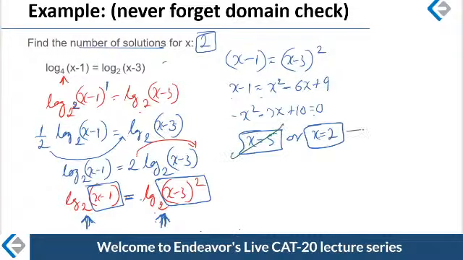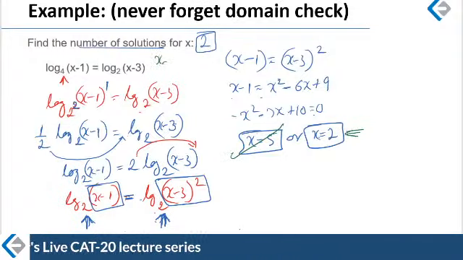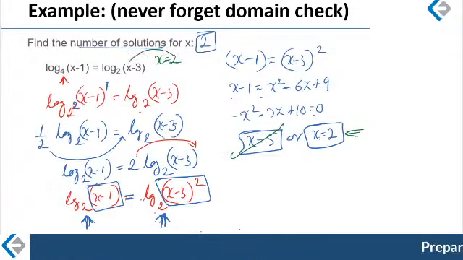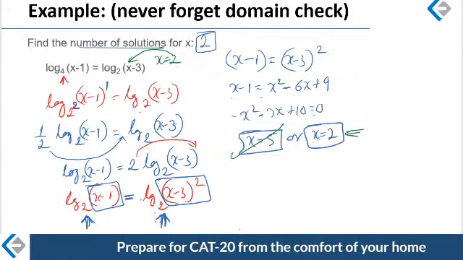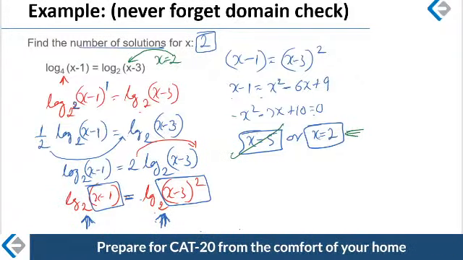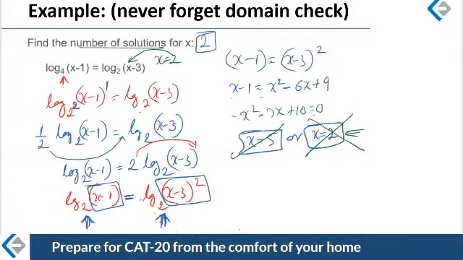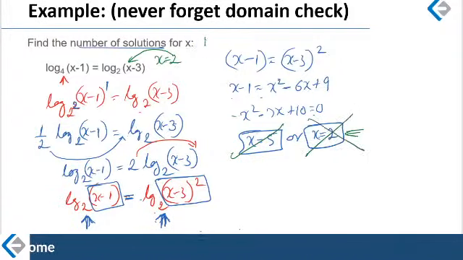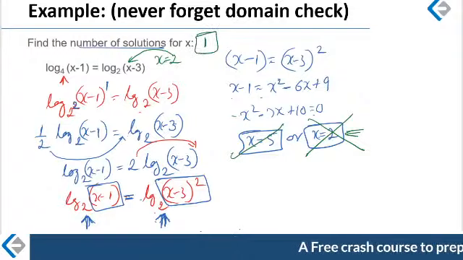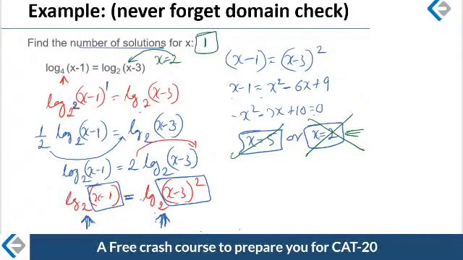Put the second one here, friends. Check this case, x is equal to 2. Let me put x is equal to 2 here. 2 minus 3 has become what? Minus 1. How can you give a negative number as the input? Therefore x is equal to 2 failed the domain check. Because it failed the domain check, the answer is 1. There is only one value x can take to satisfy this particular equation.